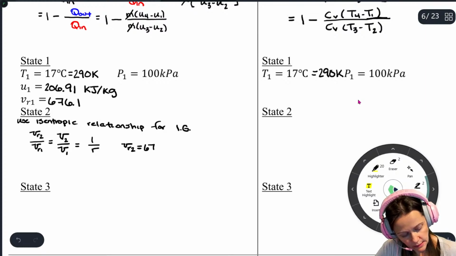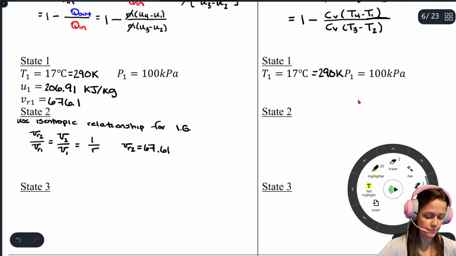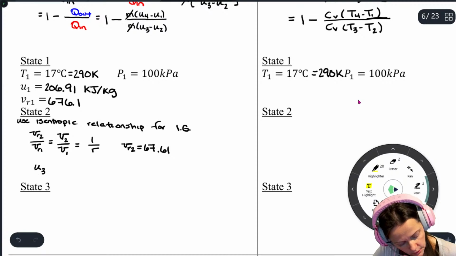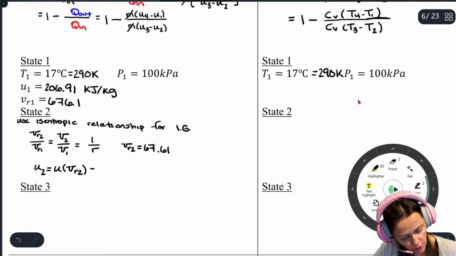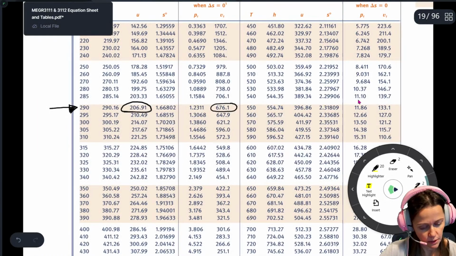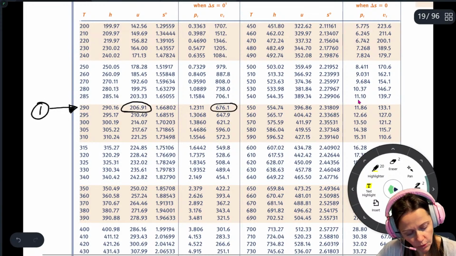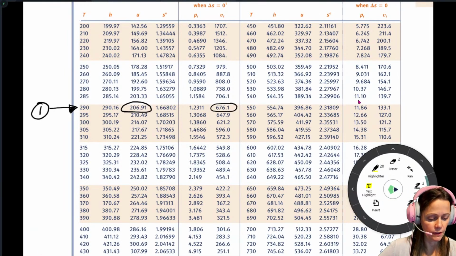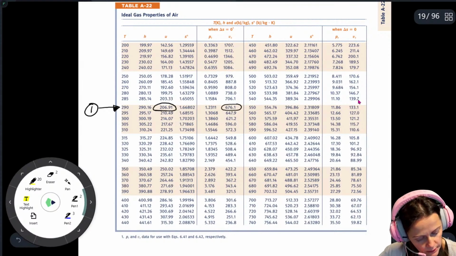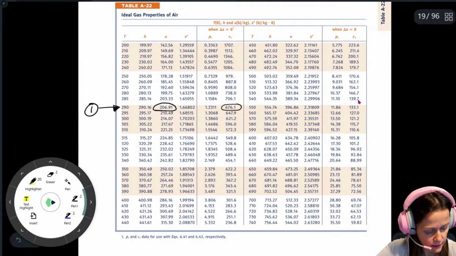So this is going to be 67.61. And where that's going to be useful to me is that our U2 is going to be the internal energy at VR2. So if I go to my ideal air tables, I'm just going to read right off the table. And yes, there's going to be some interpolation involved. So this is state 1. And then state 2 is going to be where my VR value is equal to 60 something. Yeah, right there.